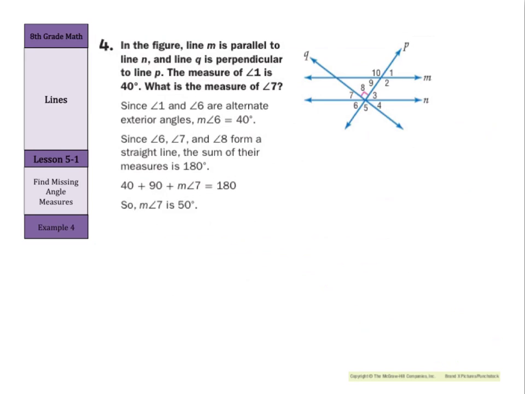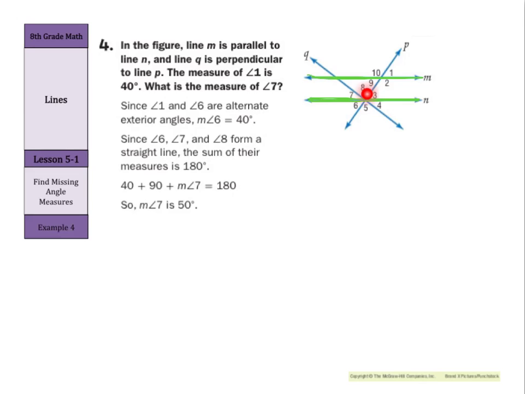Now just to go over the last example here, in the figure, line M is parallel to line N. And I'm actually going to highlight those two. We have M parallel to N. If you ever need to redraw these to try to make sense, or use colored pencils to try to make these make more sense, please do. Now it says Q is perpendicular to line P. And you can see that right there.